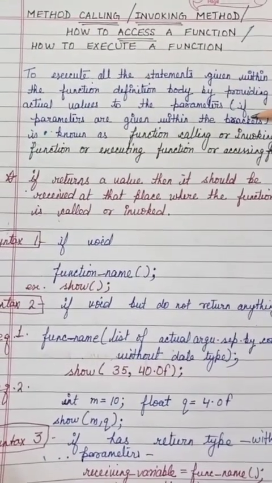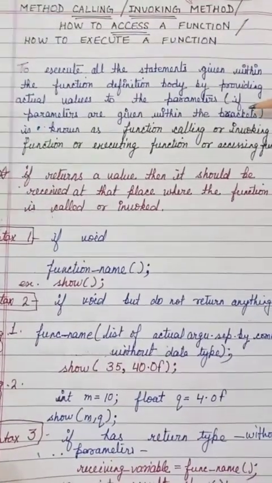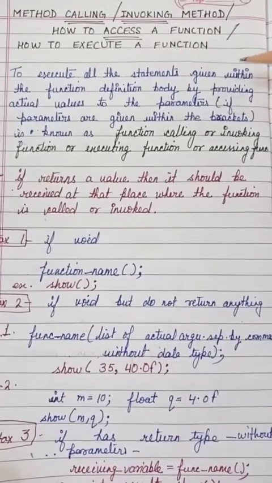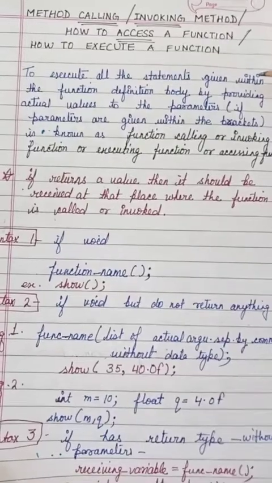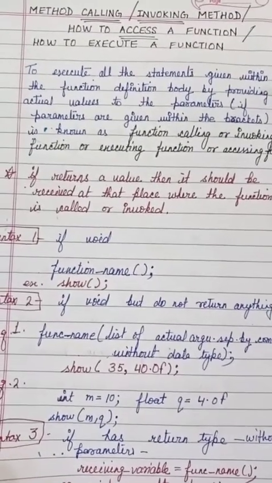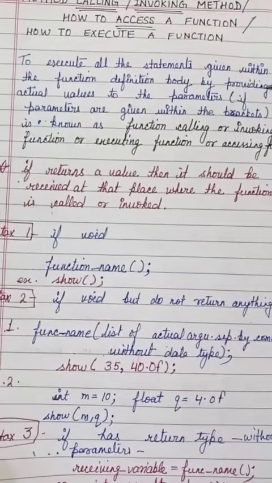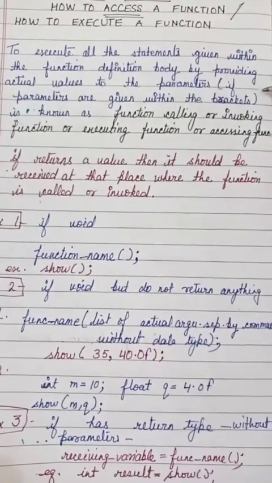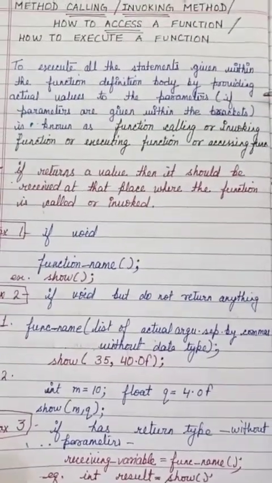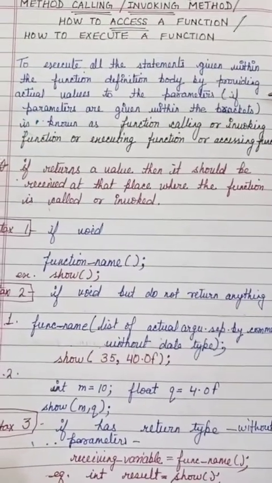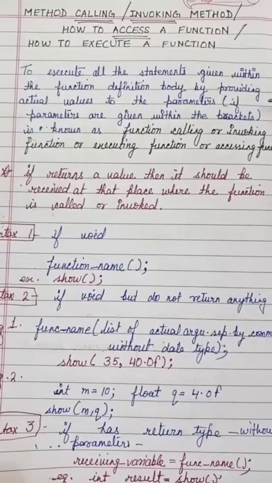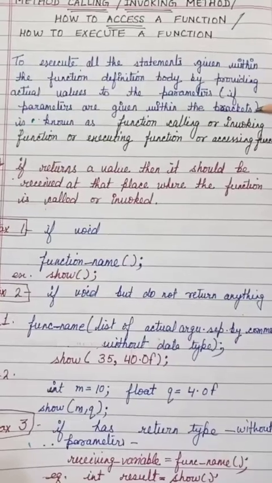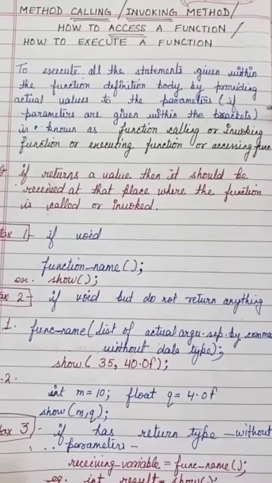It's not necessary that the parameters will be there in a function. A function can be non-parameterized also. So to execute all the statements given within the function definition by providing actual values to the parameters, if the parameters are given, is known as function calling, or invoking a function, or executing a function, or you can say accessing a function. In order to execute the statements written in the function body, you will be calling that particular function, and this process is known as function calling or invoking.